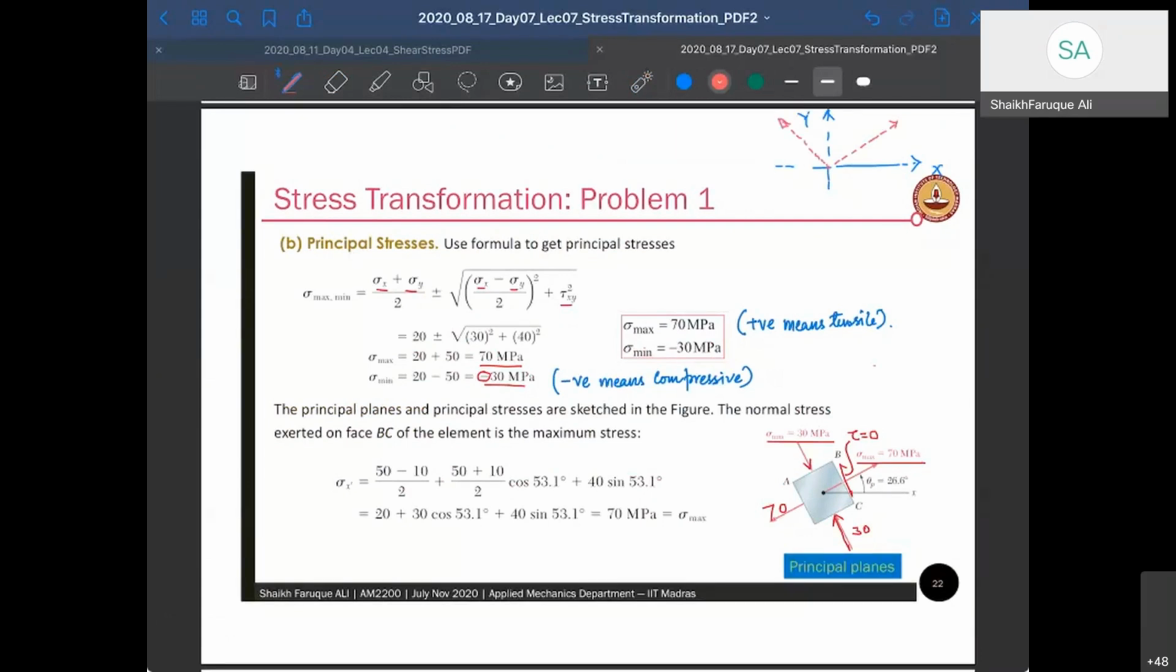This is theta p, 26.6 degrees. It is anti-clockwise because it has come out positive. Positive is anti-clockwise, remember that we drew it anti-clockwise. And now I have to draw the plane, so that's going to be your material plane. I know sigma x is positive maximum, so this is your sigma x.